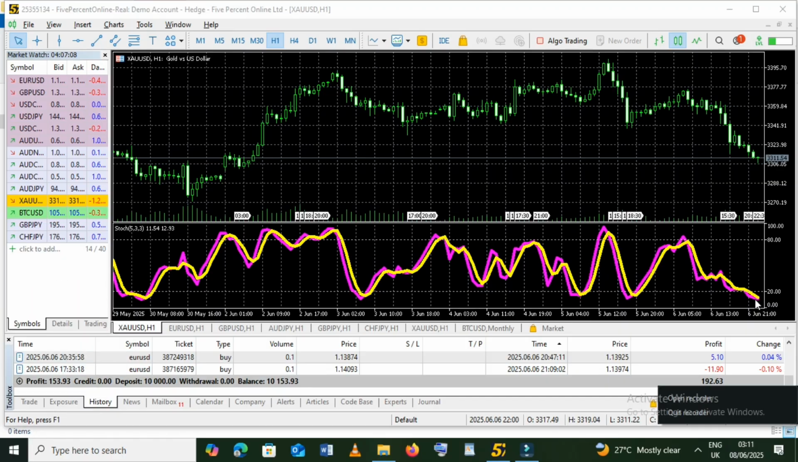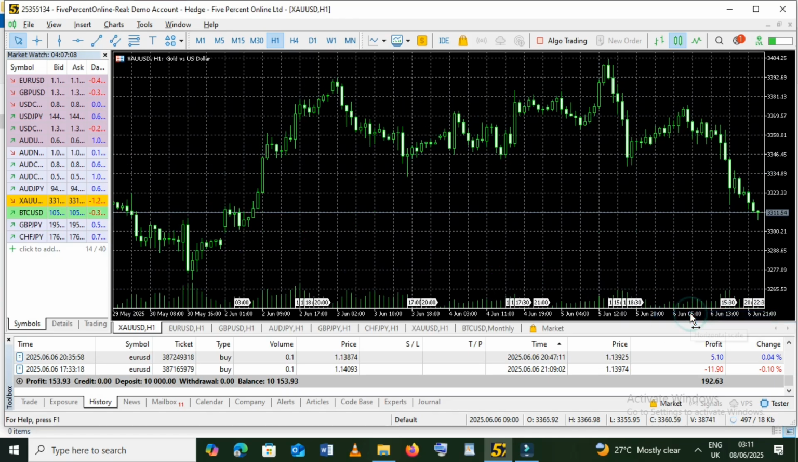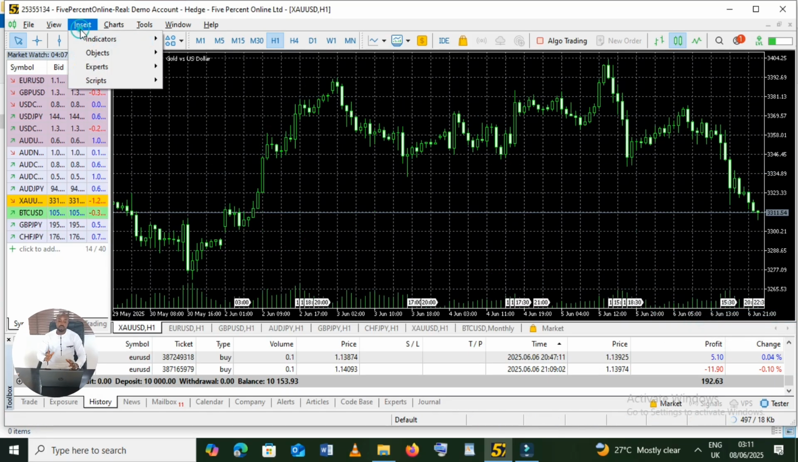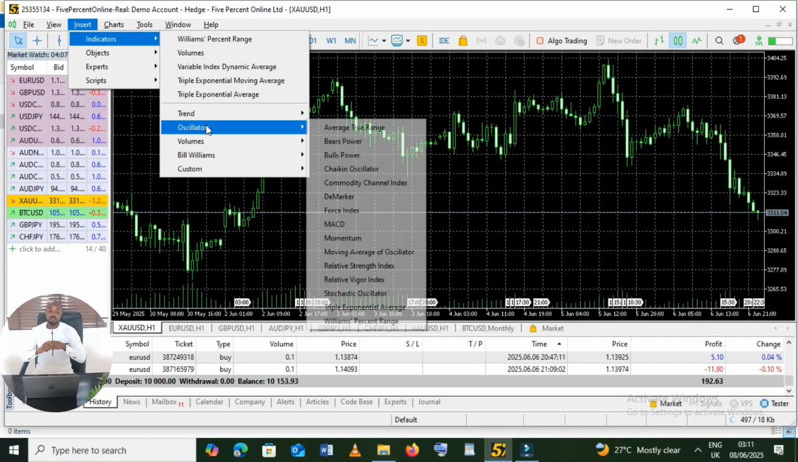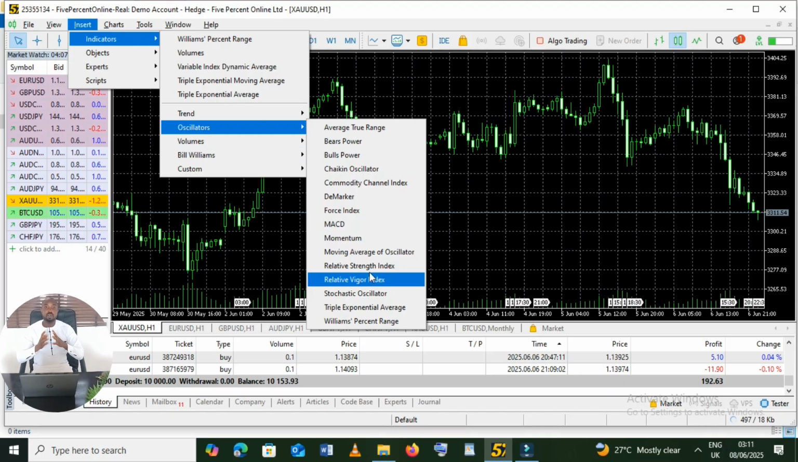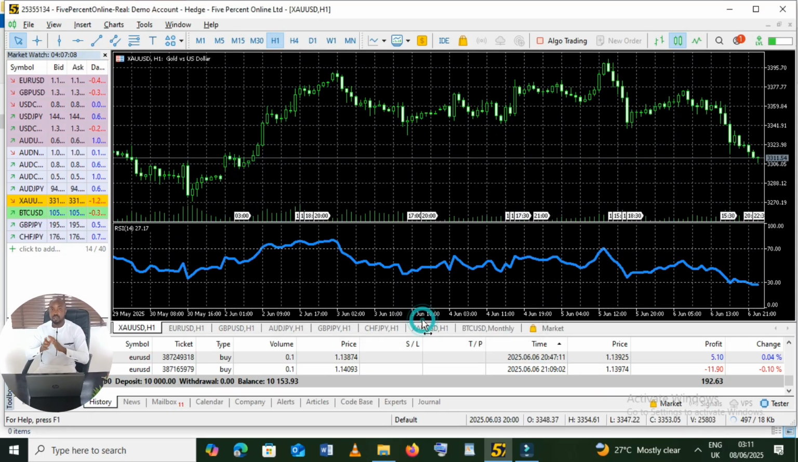So after analyzing the market using stochastic, you can close by right clicking on the indicator and clicking delete. Now let's click on indicator again, go to oscillator, then go to RSI, relative strength index. Click on it, click OK.